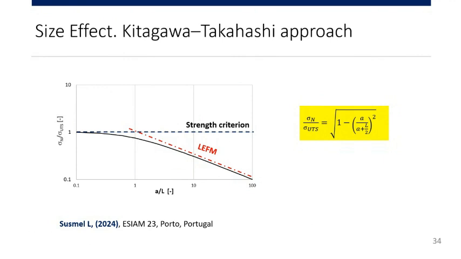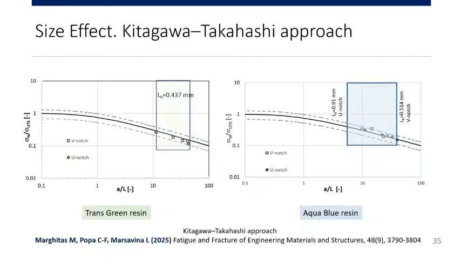Another interpretation of the size effect is based on the Kitagawa-Takahashi approach, where they plot the nominal stress over the ultimate tensile stress as a function of the ratio between crack or notch length and the critical length. If we do this for these 2 materials, these 2 resins, which are quite brittle, we can see that almost all the data are below a nominal stress of, let's say, 0.2 of this, for all notched specimens with round notch and with sharp notch.